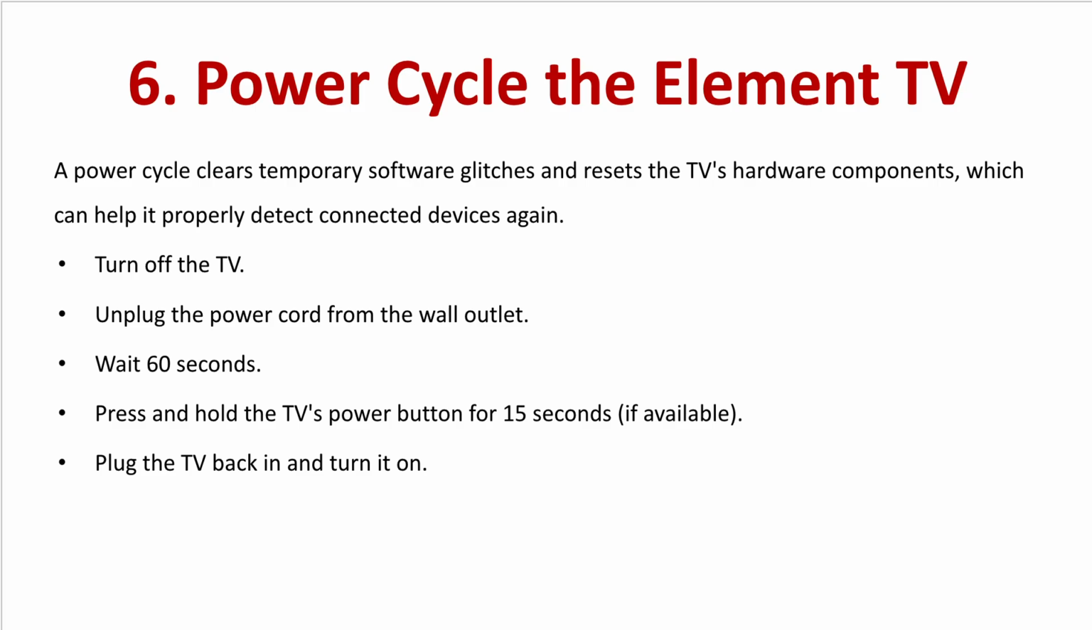Sixth one is power cycle the Element TV. A power cycle clears temporary software glitches and resets the TV hardware components, which helps it properly detect connected devices again. Turn off the TV, unplug the power cord from the wall outlet, and wait 60 seconds. Press and hold the TV's power button for 15 seconds. Plug the TV back in and turn it on.